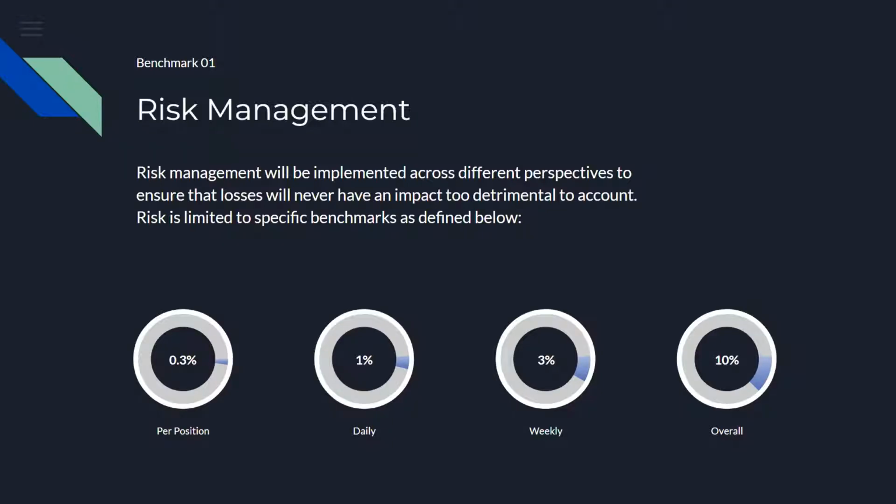For the day, if I lose anything close to 1%, I'm done. If I lose 3% for the week or anything close to 3%, I'm done. Come back next week. Overall, if I lose 10%, I'm done trading the live account. Go back and test the strategy or wait it out for a period of time.